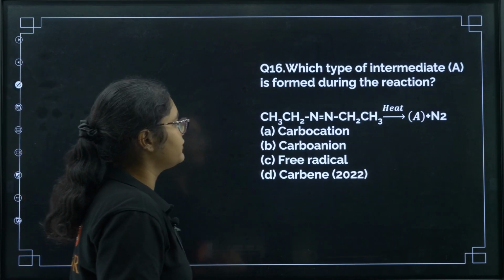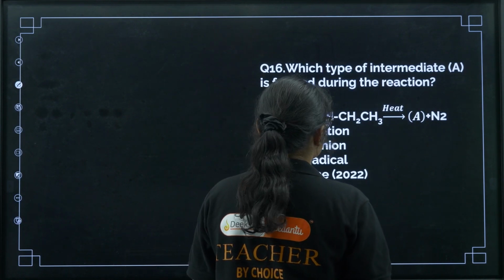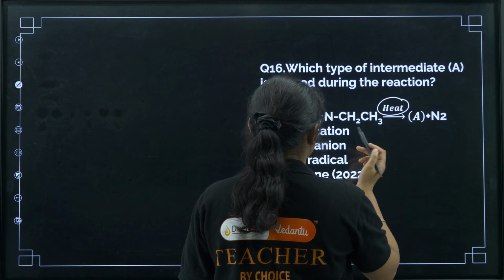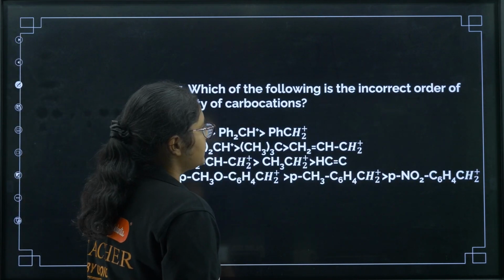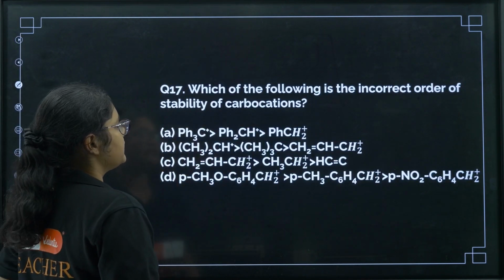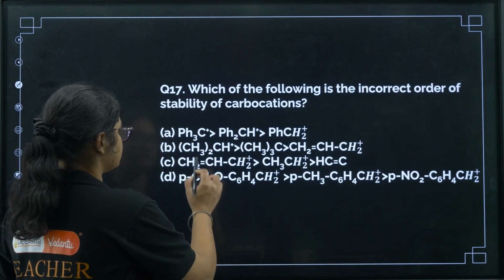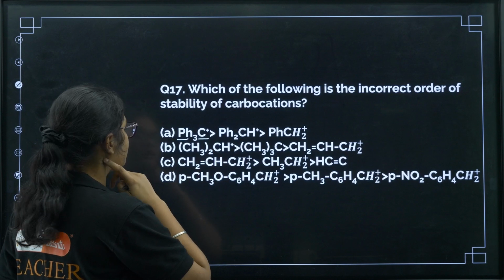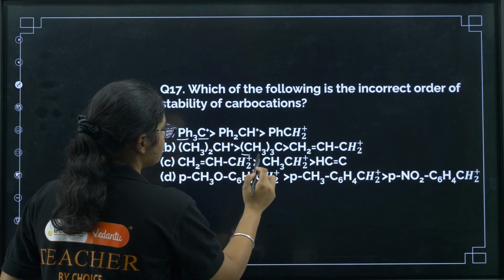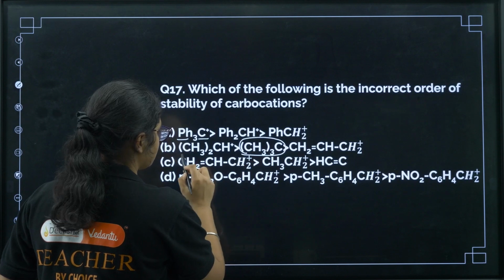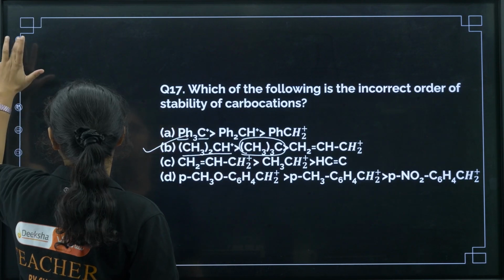Next, which type of intermediate is formed during the reaction? In this case heat is given, right? So that is why free radical mechanism, option number C. Next, which of the following is the incorrect order of stability of carbocations? Here you can see 3 phenyl groups are there, so it will be more stable due to resonance. Then here, this tertiary one will be more stable, right? But it is given that the secondary one is more stable, so this is the incorrect one, option number B here.